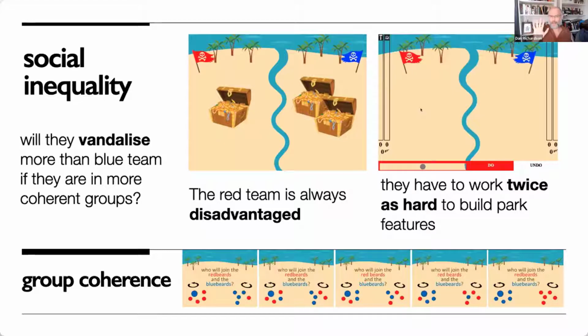It used to be a park in London, but we changed it so that it's a park on a desert island in this case. And the idea is that you tap, tap, tap, tap, tap, and every time you tap as a team, it grows a park feature.